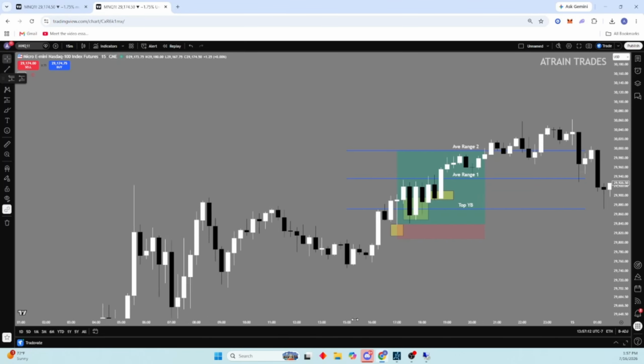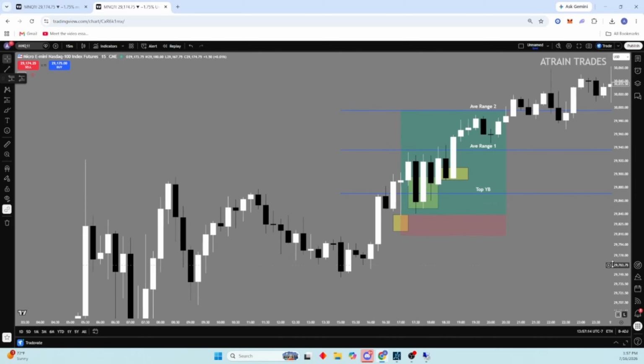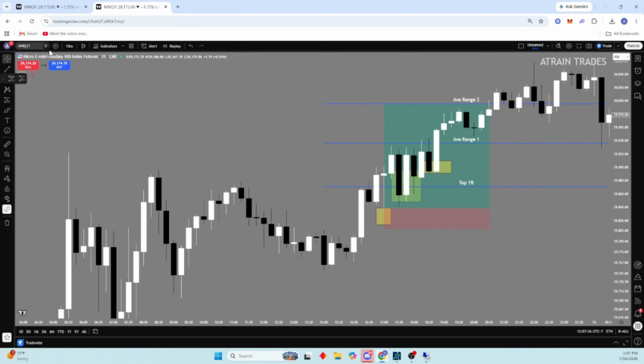So you'll see here, this is an example on NQ from 2 days ago. 15-minute chart, 15-minute close above top yellow box, retest vector, go long off the top of vectors, put your stop below vectors, and then target average range.